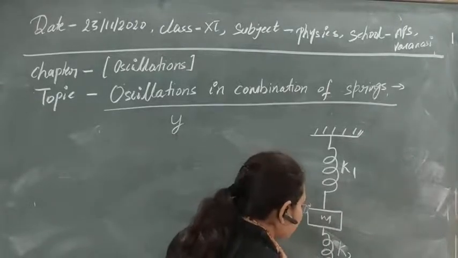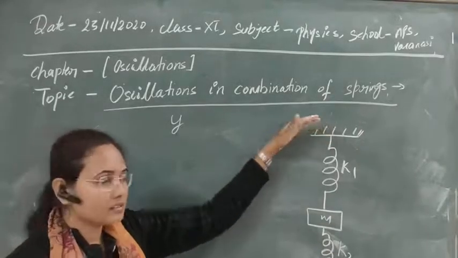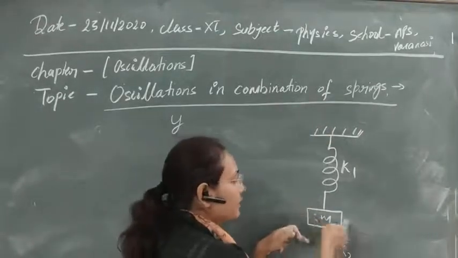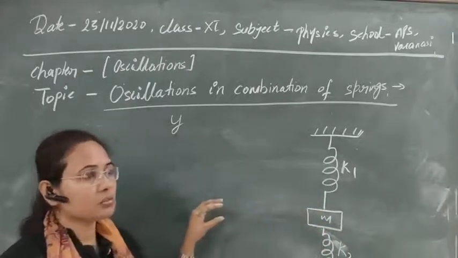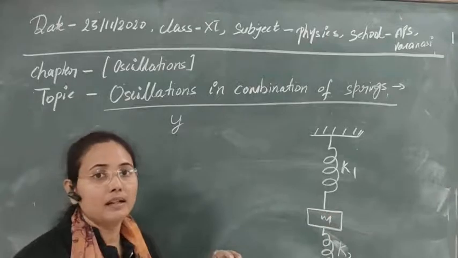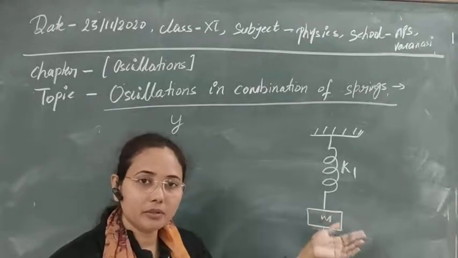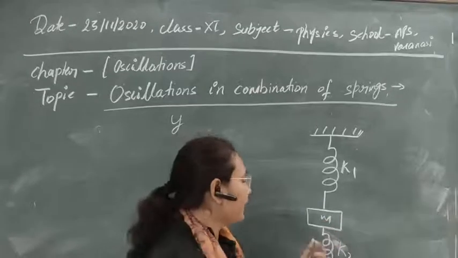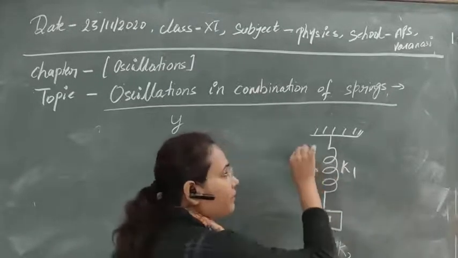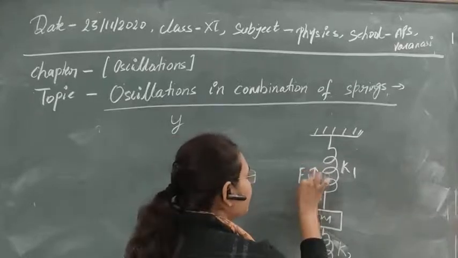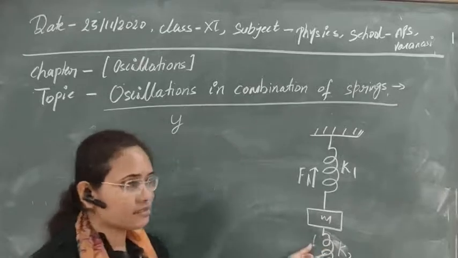Even if these springs are fixed, you can take it as a parallel combination, as both ends are connected to the same mass. If we displace this mass by some amount, then vibrations will be produced in the system, and due to that displacement, obviously a restoring force will be developed. Here F1 is the restoring force and here F2 is the restoring force developed in the system.